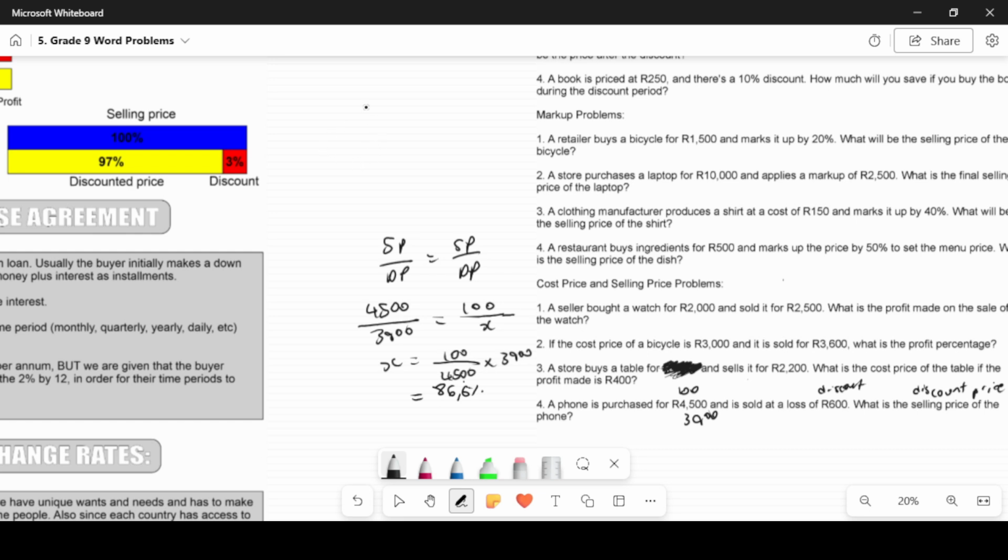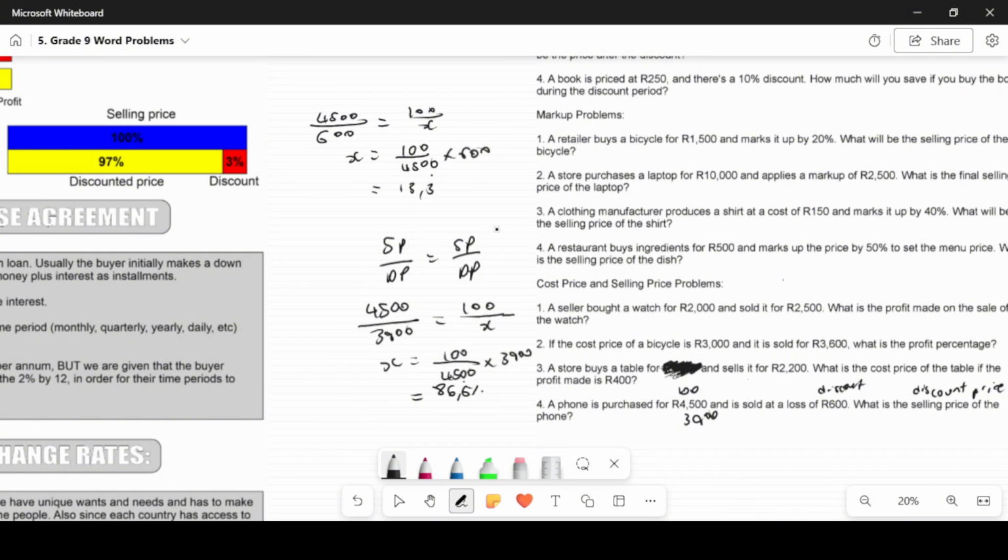Alternatively, what I could do is I could say 4,500, so the selling price over the discount, was equal to the selling price 100 over the discount X. And then I can solve for X here. X is equal to 100 over 4,500 multiplied by 600, and we get 13.3 recurring. And this is the discount. So if you take 100 minus the discount, you get the discounted price percentage. So if you say 100 minus 13.3 recurring, you should get 86.6 recurring percent.